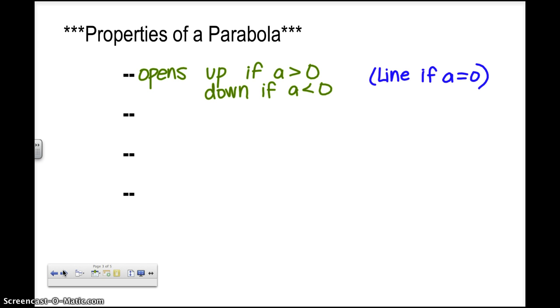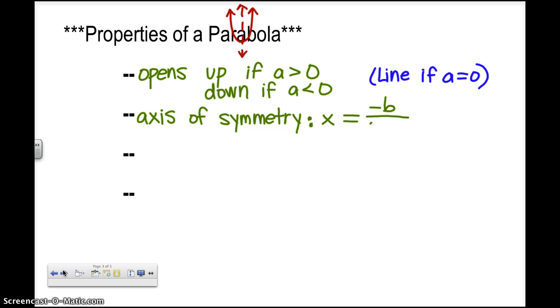Okay? Axis of symmetry, right? Every parabola is shaped like a U. There's an axis of symmetry that cuts our parabola perfectly in half. We could fold it right on top of each other. Okay? We can find the equation of the axis of symmetry from the coefficients. So the axis of symmetry is a vertical line, so it's x equals negative b over 2a.